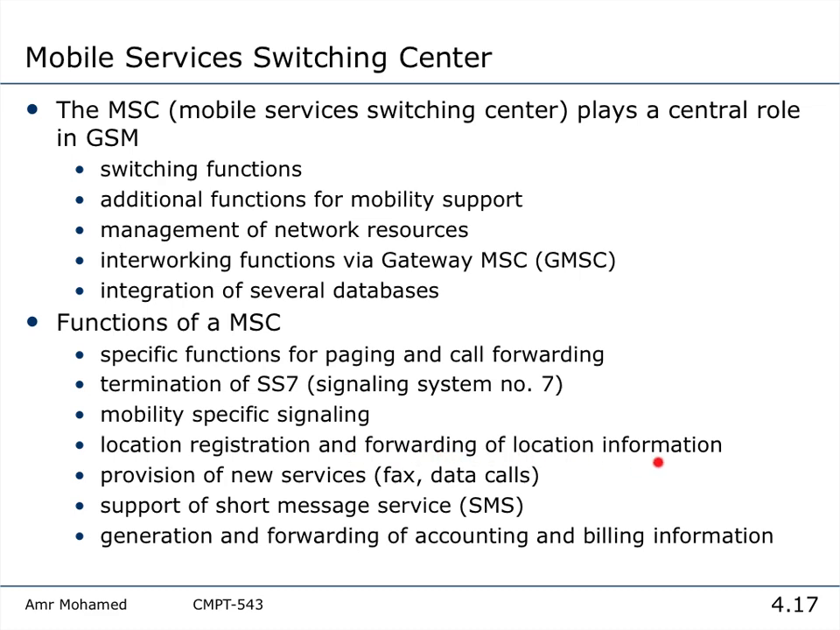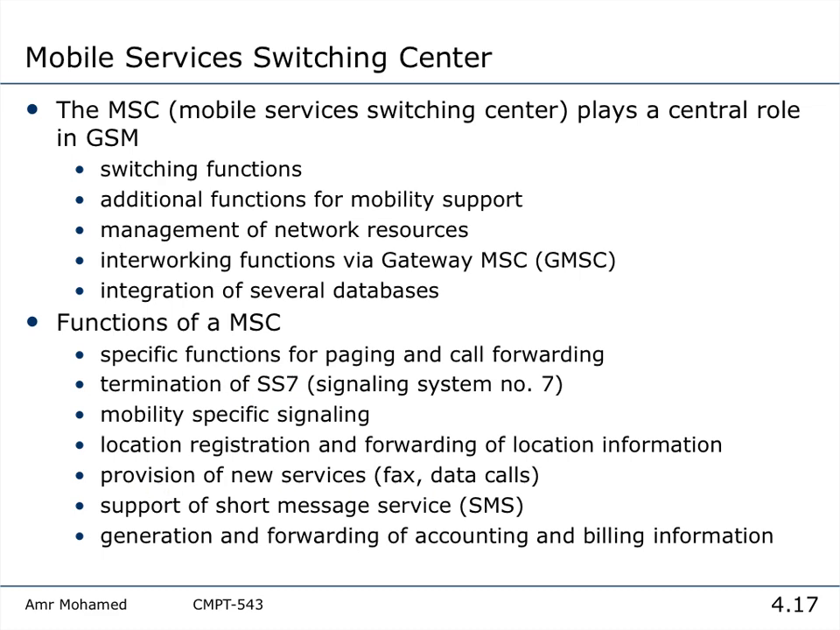Location registration and forwarding of location information, as we said. So I need to, for example, fetch the location of the mobile station from a particular area, and then I have to send it to, for example, the visitor location register and so on. During the handover, I may have to change the location from one location to another. So the MSC has to update the visitor location register with the new location. That happens through the SS7 interface.